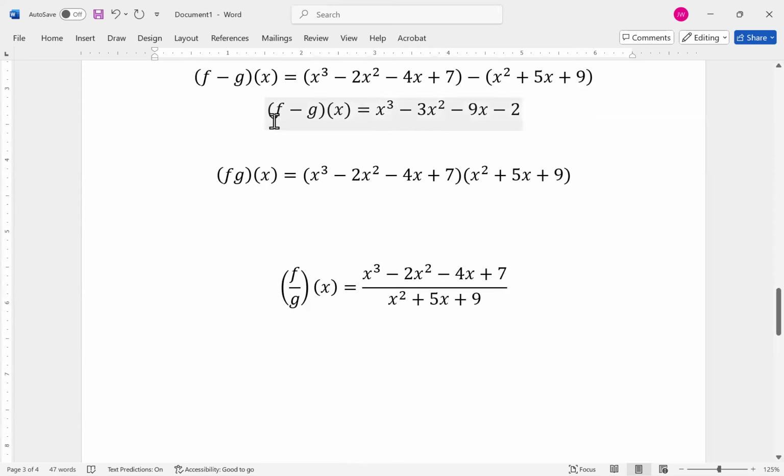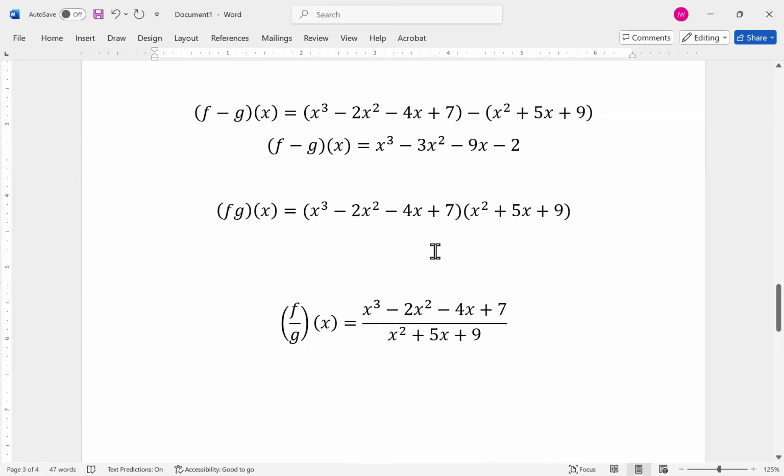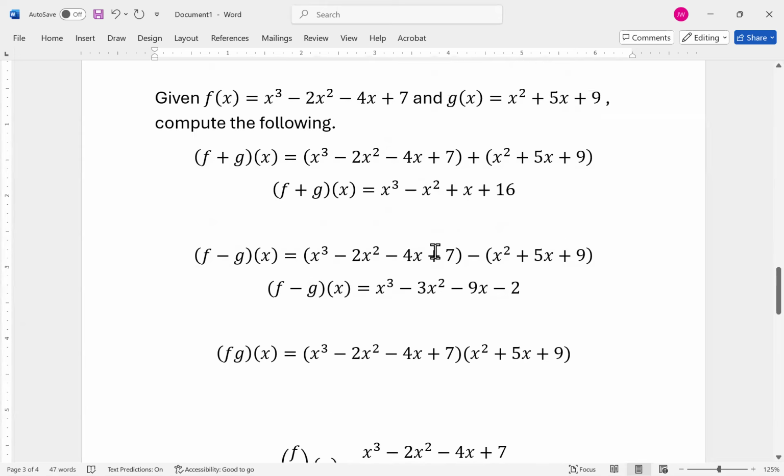So you'd have to use the reciprocal. Same thing with subtracting. It's very important that the f comes first minus the g. If I had g minus f, then I'd put the g first and the f next. So there we go. That's the whole thing.